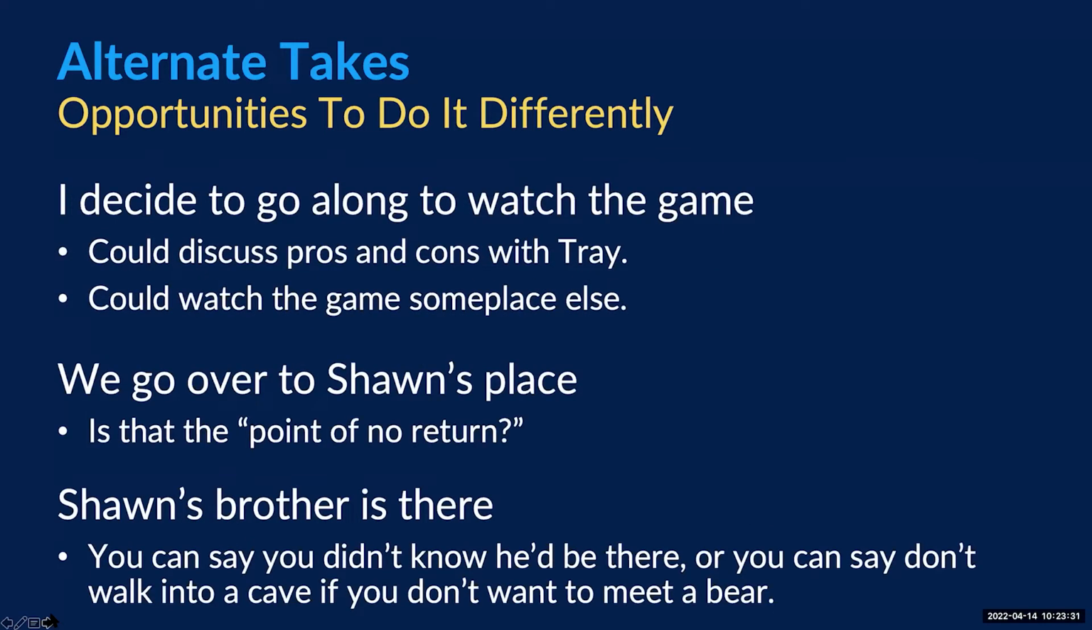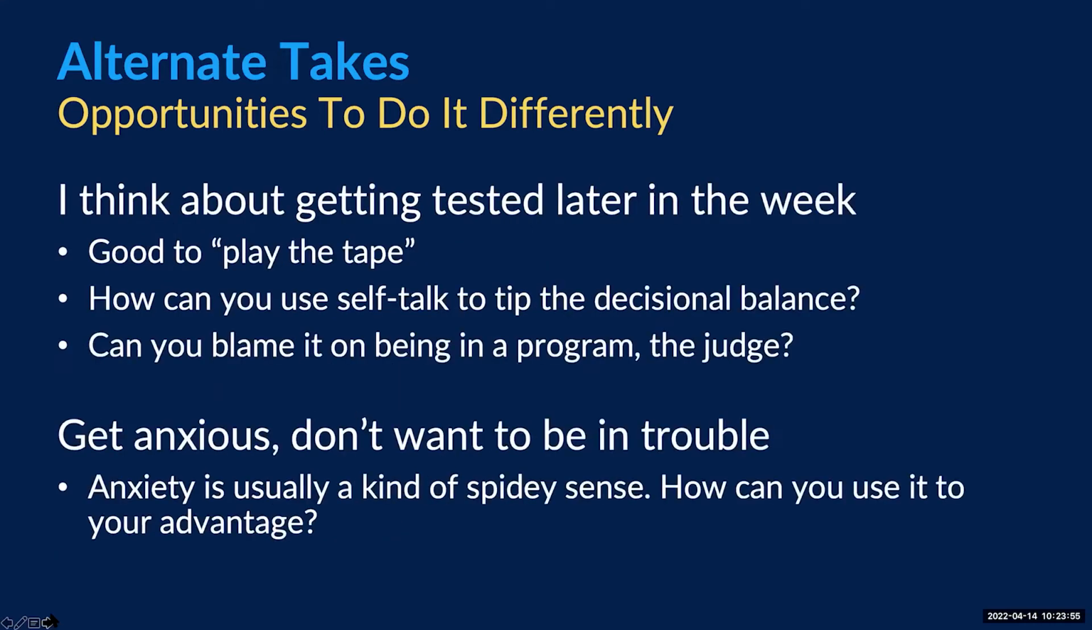So this is this kind of discussion of the pros and cons, identifying where the point of no return is, and thinking about Sean's brother as a focal point of a person, place, or thing that's a trigger. You can say you didn't know he'd be there, or you can think through, well, don't walk into a cave if you don't want to meet a bear. Your responsibility is to try to think these things out in advance.